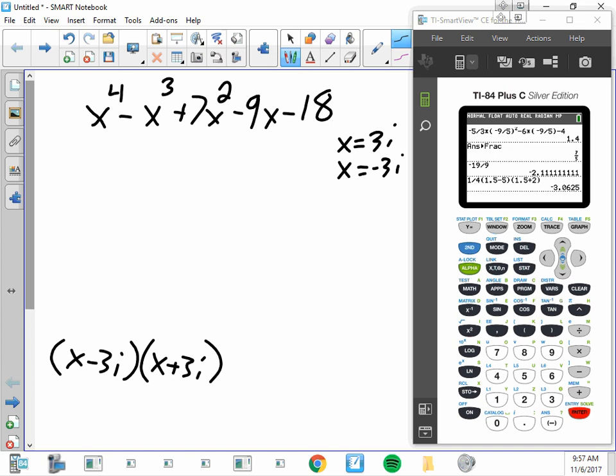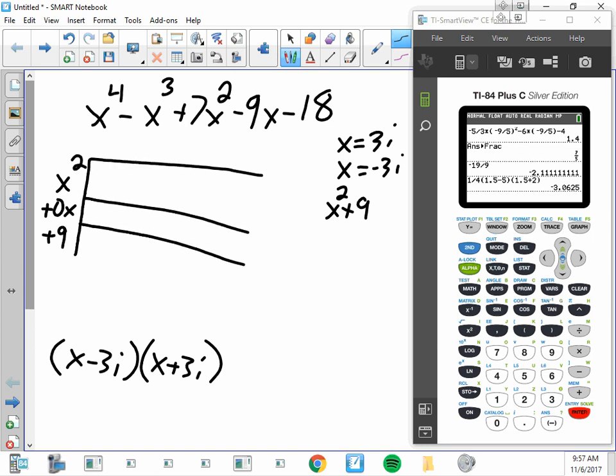What quadratic does x minus 3i and x plus 3i create? X squared plus 9. So I know that x squared plus 9 is a factor of the original x to the fourth polynomial. Now I do long division. There's a trick though. The x squared plus 9 is missing an x. So we put x squared plus 0x plus 9 in the box.